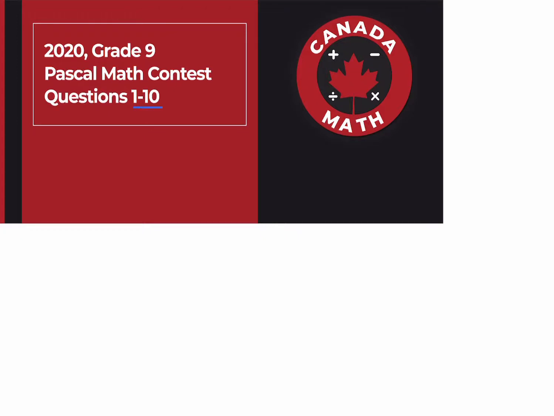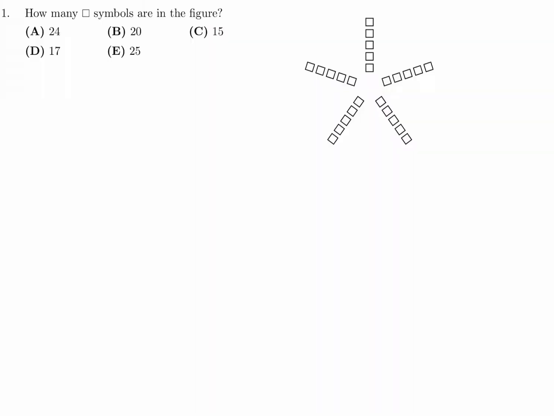Questions 1 through 10 on the 2020 Grade 9 Pascal Math Contest. How many square symbols are in the figure? Well, you can count them, or you can just say there's 5 there, and then there's 5 of these branches, so 5 times 5, either way, is 25. And therefore, number 1, the answer is E.